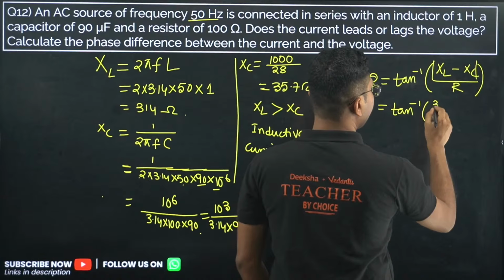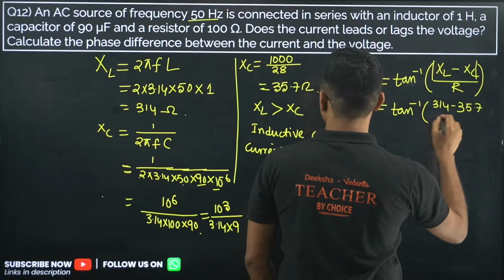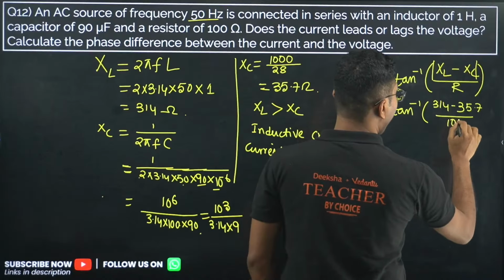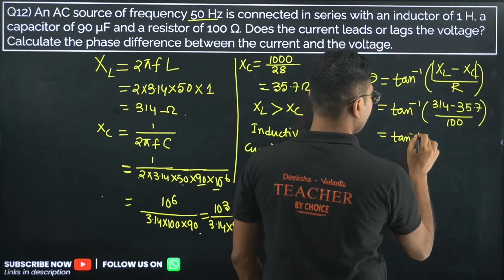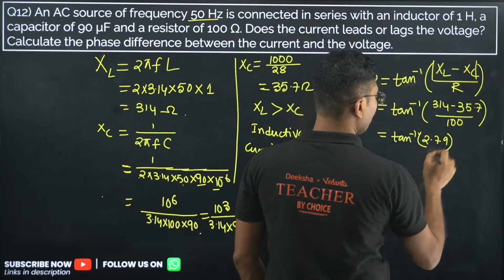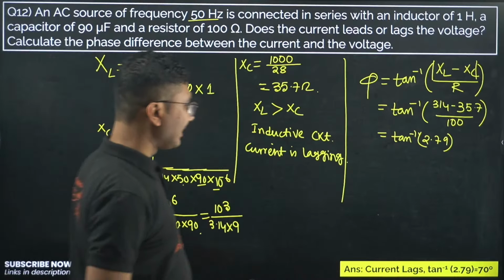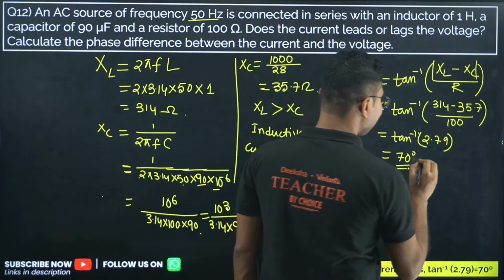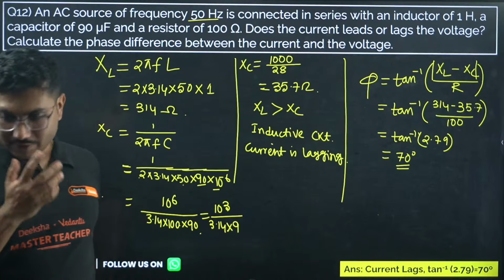Now here it will be 314 minus 35.7 divided by the resistance, which is given here as 100 ohm. Okay, it will be around tan inverse, if I remember correctly, 2.79. Okay, 2.79, and that will turn out to be around 70 degrees. Okay, 70 degrees. Current is lagging by an angle of 70 degrees. Okay, but flux, what is flux?